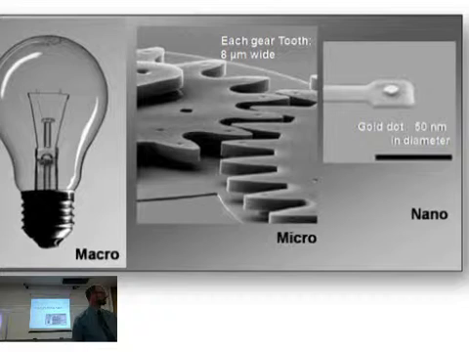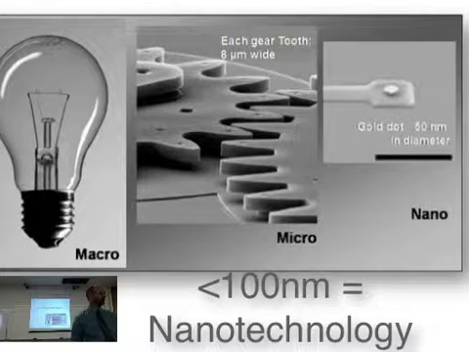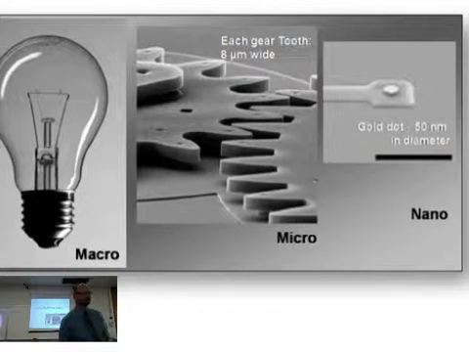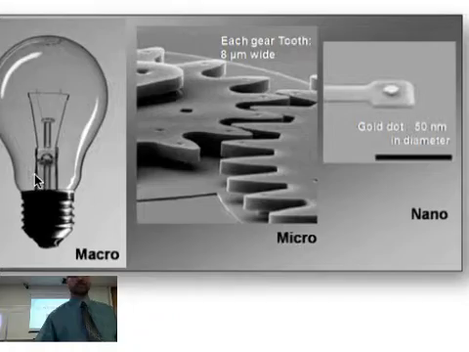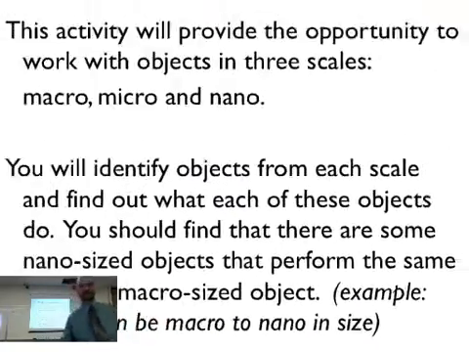Above 100 nanometers to 1 millimeter is microtechnology. Okay, that's their definition. There's lots of definitions for micro and nano. Okay, and we'll talk more about that throughout the semester.